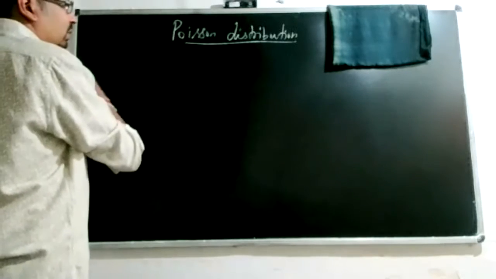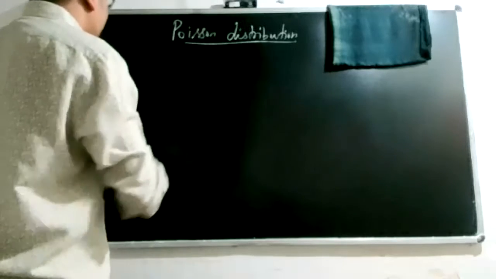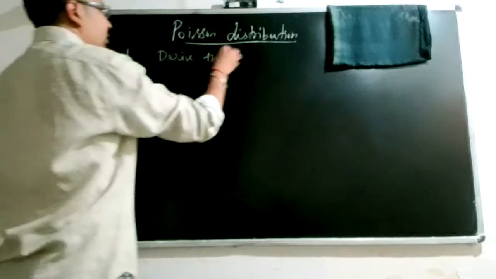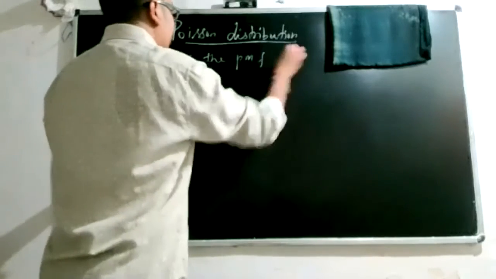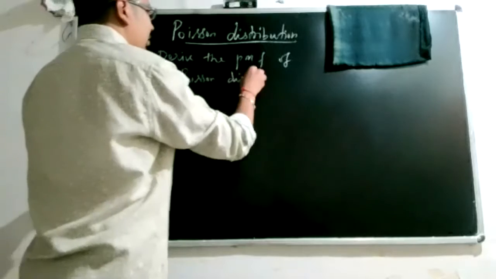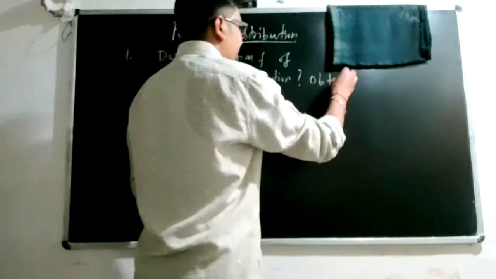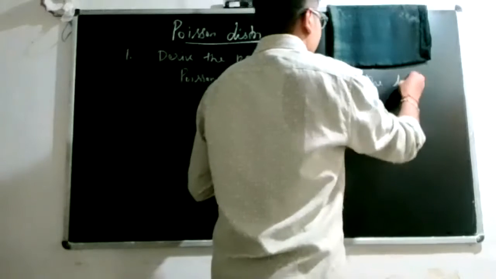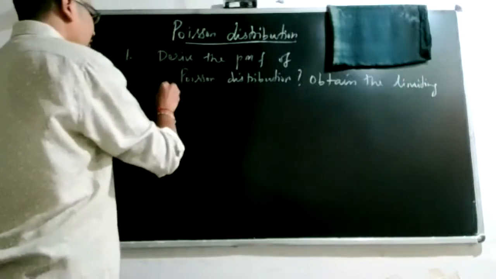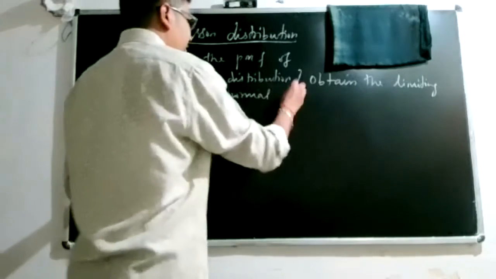So the first question under this particular topic, Poisson distribution, is: derive the PMF of Poisson distribution, or the question could also be put as: obtain the limiting form of binomial PMF. Now the condition is important.